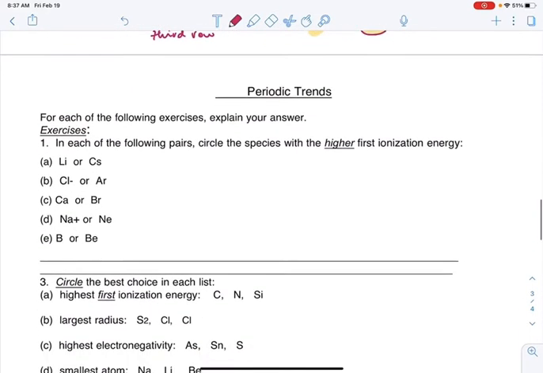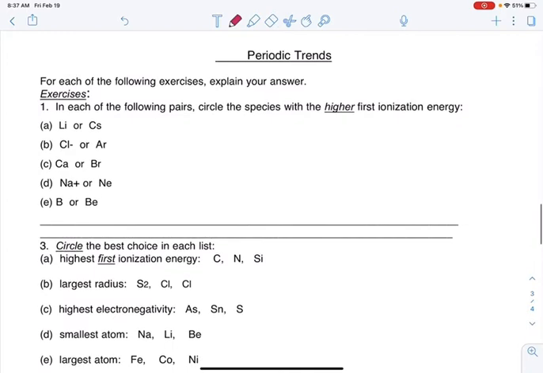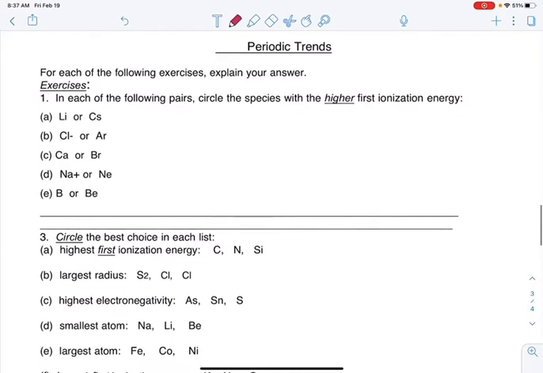So for each of the following exercises, explain your answer. In each of the following pairs, circle the species with the higher first ionization energy. So lithium or cesium, as you move down, right, ionization energy decreases. Think of the onion metaphor.